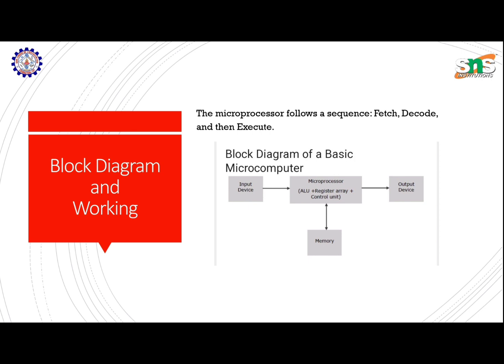The microprocessor follows a sequence: fetch, decode, and then execute. Initially, the instructions are stored in the memory in a sequential order. The microprocessor fetches those instructions from the memory, then decodes and executes them until a stop instruction is reached. Later, it sends the result in binary to the output port. Between these processes, the register stores the temporary data and the ALU performs the computing functions. So the block diagram of a basic microcomputer: input device, microprocessor, output device, and memory.